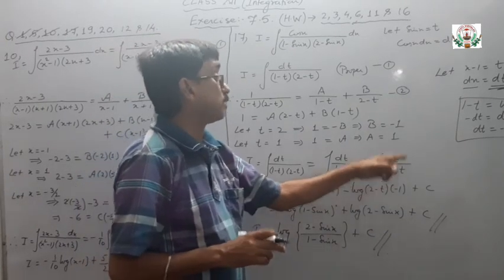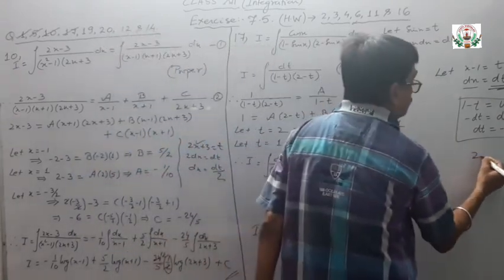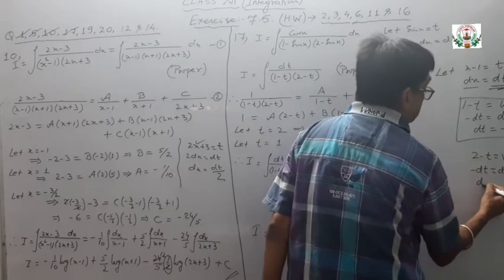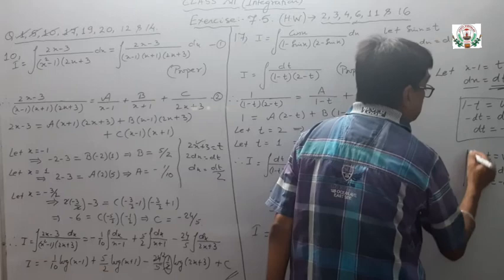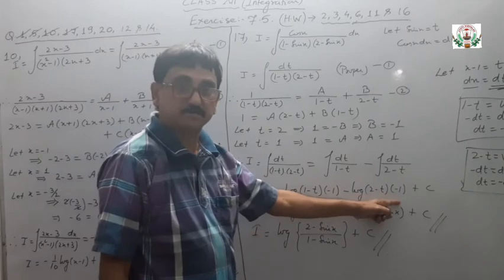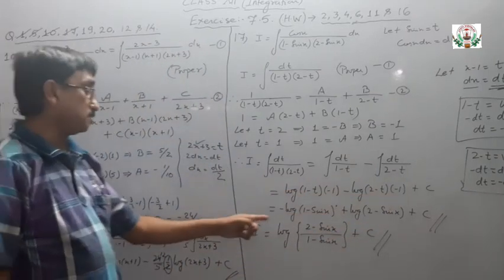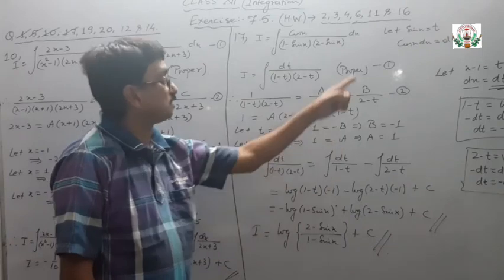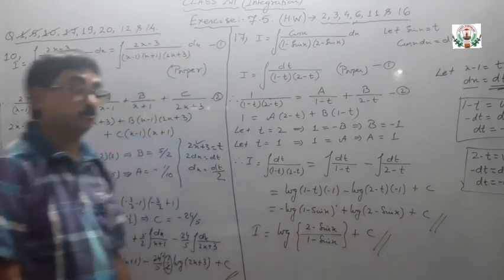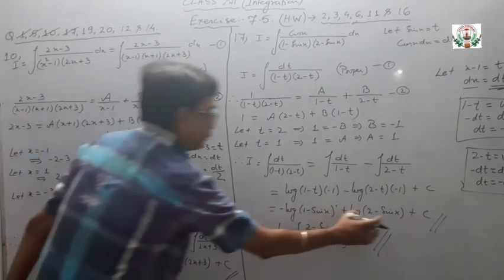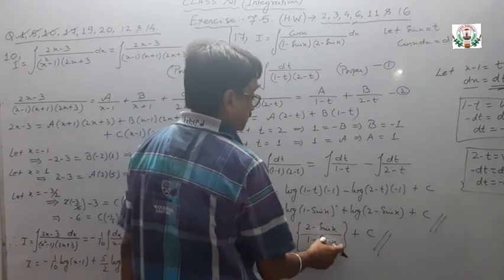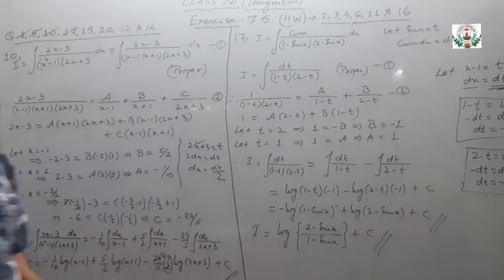In the same way, if I take 2 minus t equals v, then minus of dt will be equal to dv, and dt will be equal to minus of dv. So here also we will get a minus sign. So minus log, substituting the value of t as sin x, (1 minus sin x), minus into minus plus log (2 minus sin x) plus integration constant c. As we know that log m minus log n is log m by n, so log of (2 minus sin x) upon (1 minus sin x) plus c is your final answer.